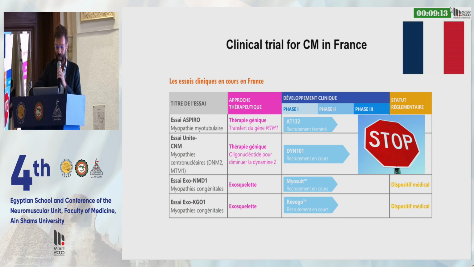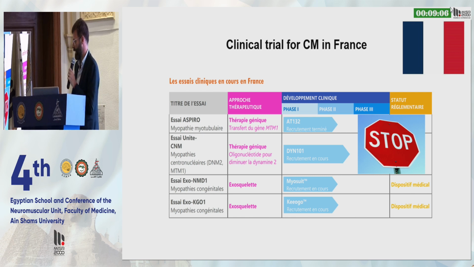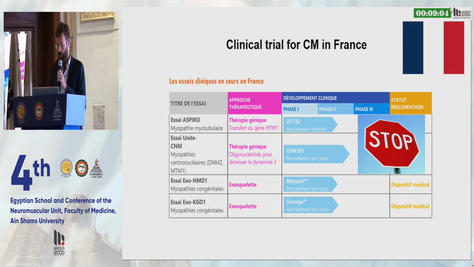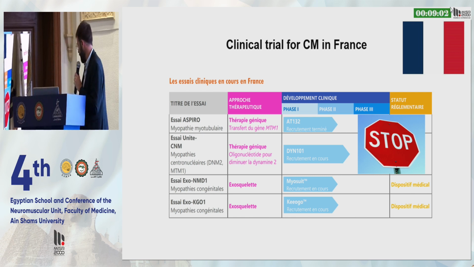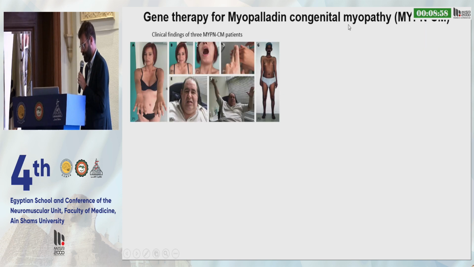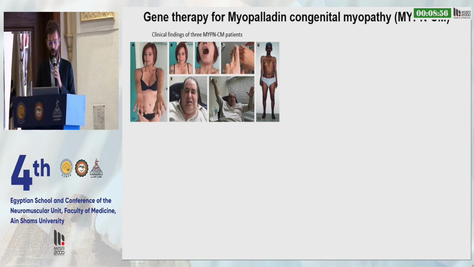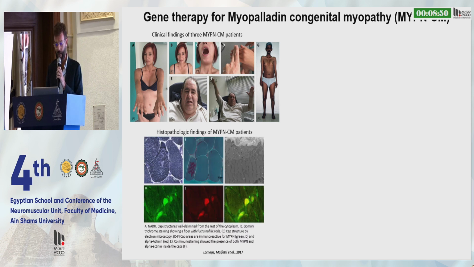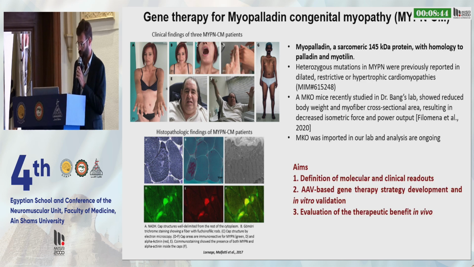So what are we doing now? We have a pathology that we described in 2017 that we would like to target with a gene therapy. This pathology is a congenital myopathy. This is a very rare congenital disorder that is characterized by the presence of these nemaline rods in the muscle biopsy and this caps structure.